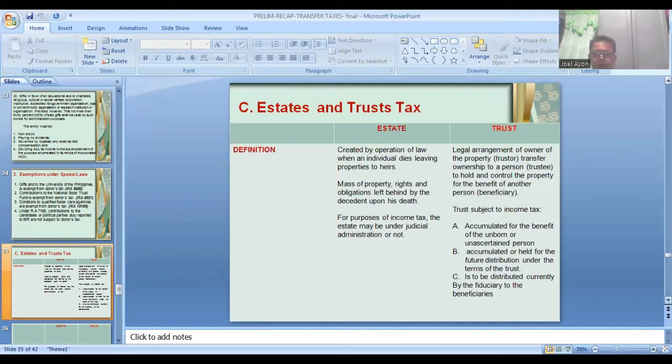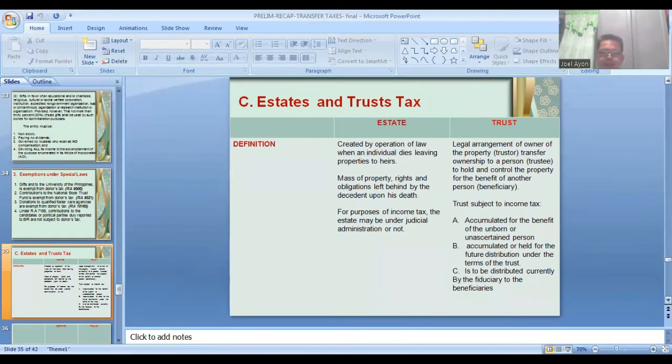So trust is also defined as a legal arrangement where the owner of the property, the trustor, transfers ownership to a person, the trustee, to hold and control the property for the benefit of another person, the beneficiary. Trust is subject to income tax, just like the income of the estate of the decedent, accumulated for the benefit of the unborn or an uncertain person, accumulated or held for future distribution under the terms of the trust, or to be distributed currently by the fiduciary to the beneficiaries.